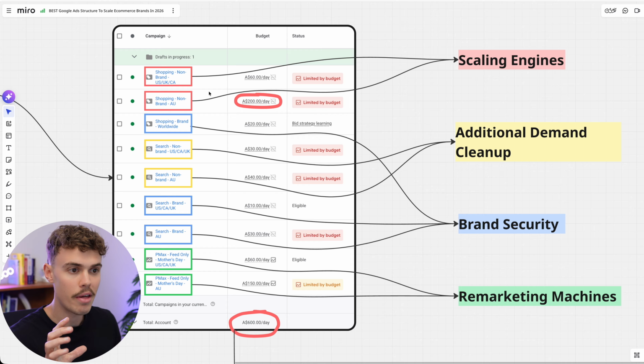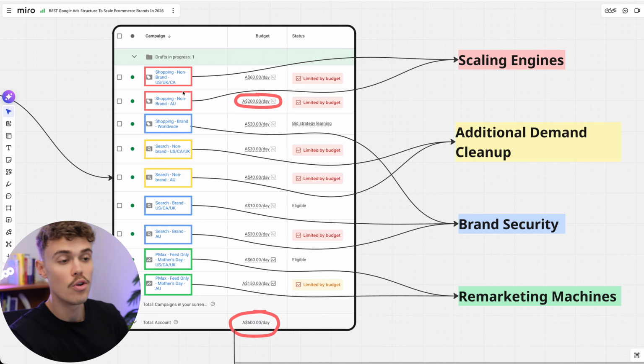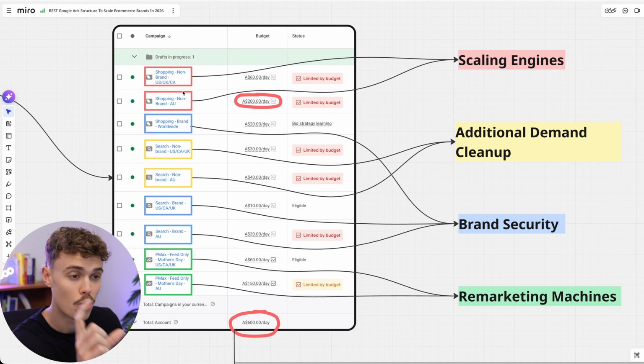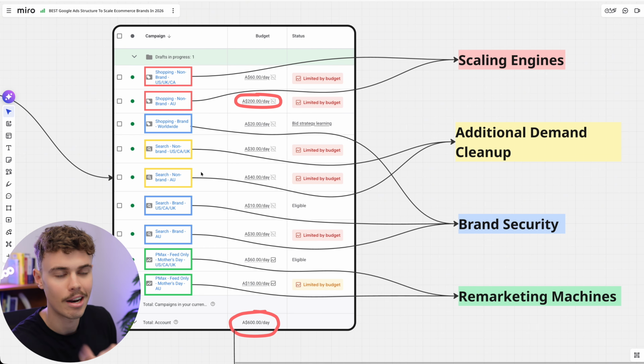All right. So we have the scaling engines. These campaigns are the main campaigns that scaled the brand. They are the shopping campaigns, right? If you're an e-commerce brand, your shopping campaigns and PMax as well should be driving the vast majority of your revenue, especially your new customer or non-brand shopping campaigns, right? If you're a service-based business, this will be search campaigns. I'll get into that in a moment.